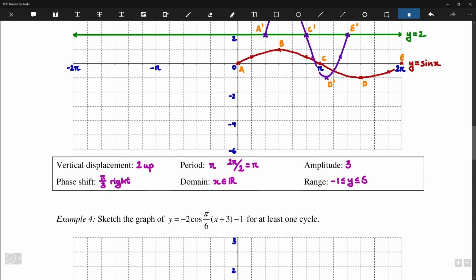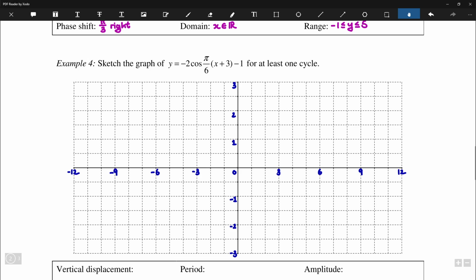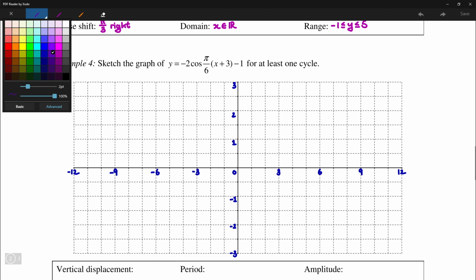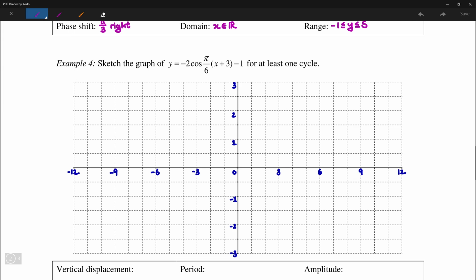Okay, so next one, example 4, is another element that's important, and that is a change in the period so that it is no longer in terms of pi. But before that, let's just list out the transformation once again from left to right. Notice this time around the pi over 6 is already factored out of the x plus 3. So starting from left to right, we have a reflection over the x-axis. So the graph will be upside down. There's a vertical stretch by a factor of 2, so it's going to be twice as tall.